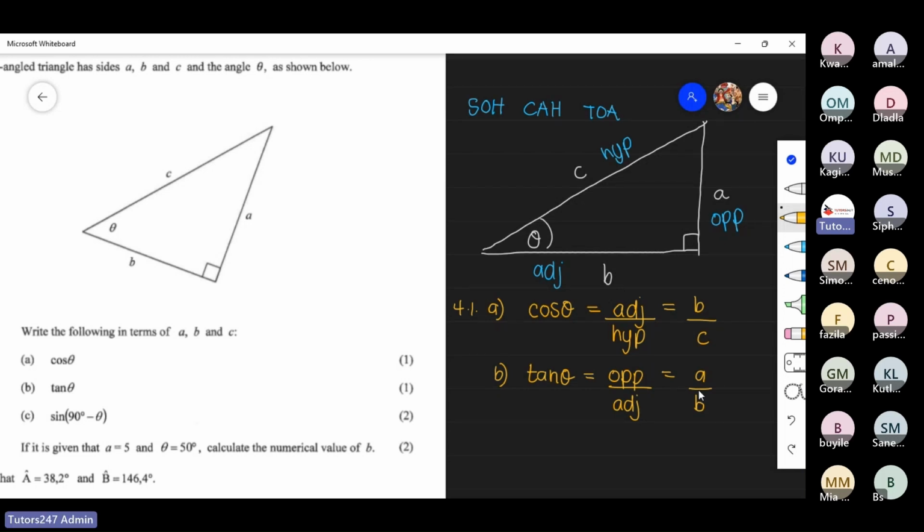Now, let's have a look at C. C looks slightly different as compared to the other two that we dealt with. If you look at C, we've got 90 minus theta. So how do we get 90 minus theta? Because our angle is theta, it's not 90 minus theta, right? So how do we now find 90 minus theta?